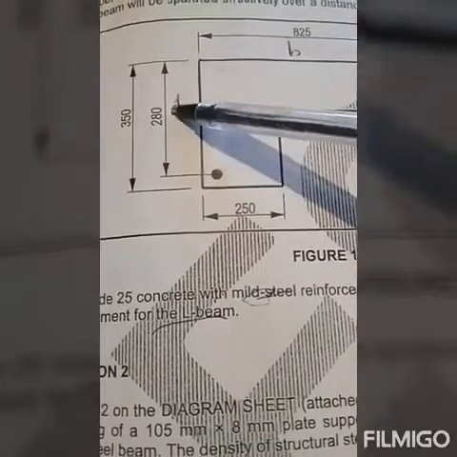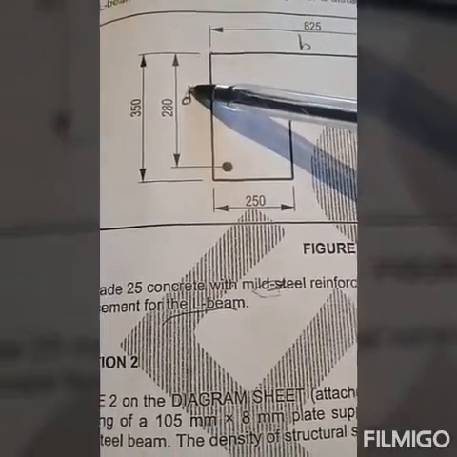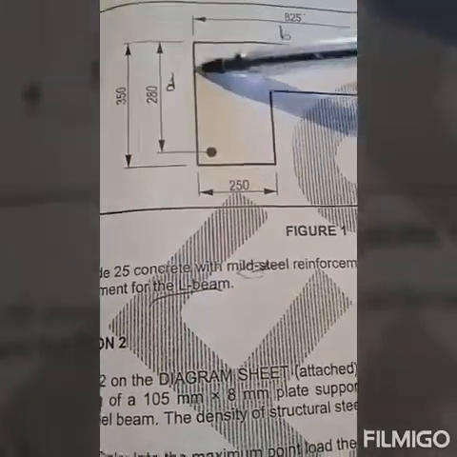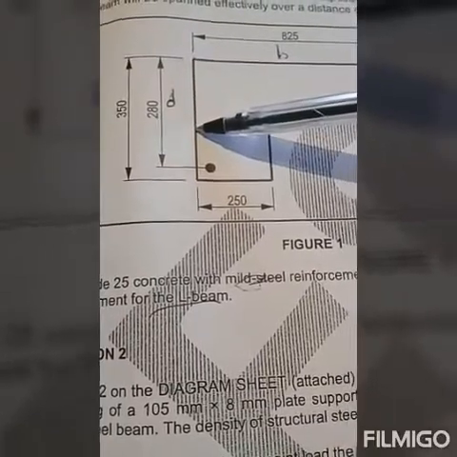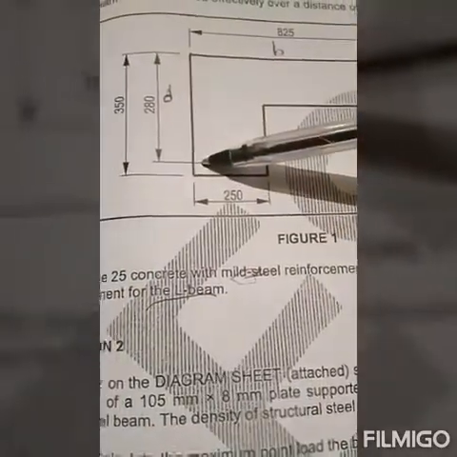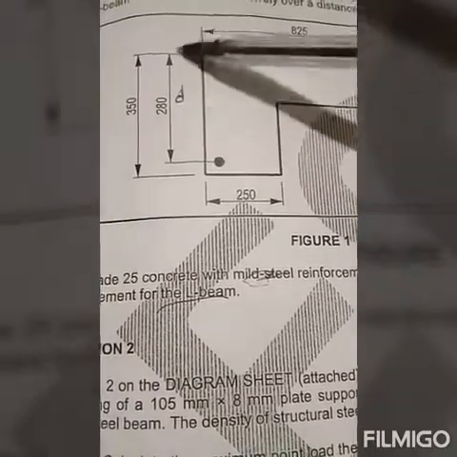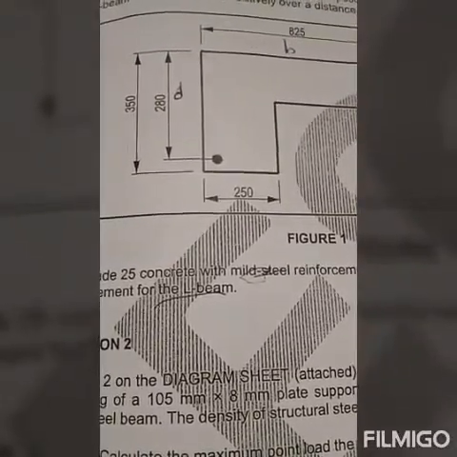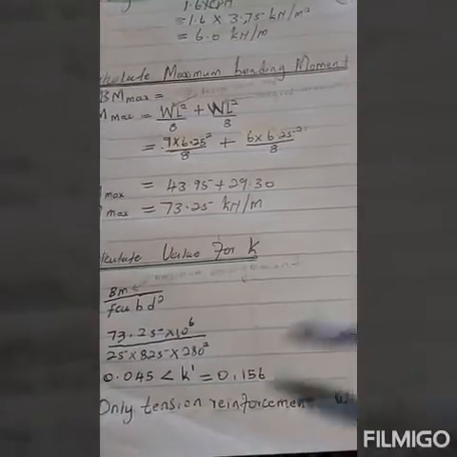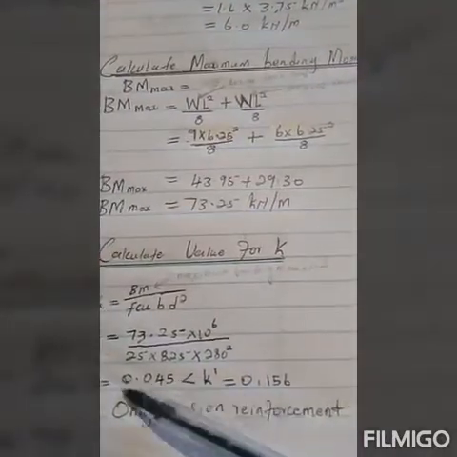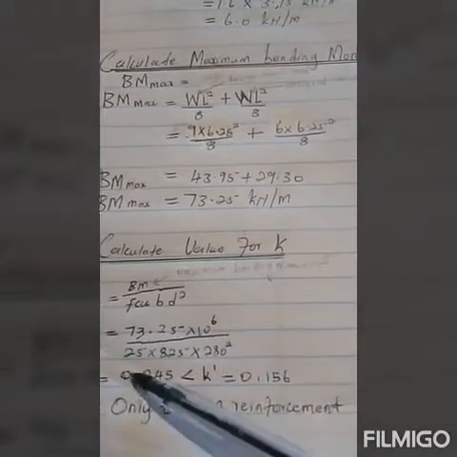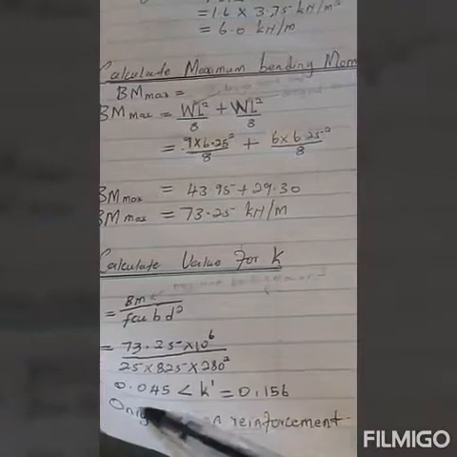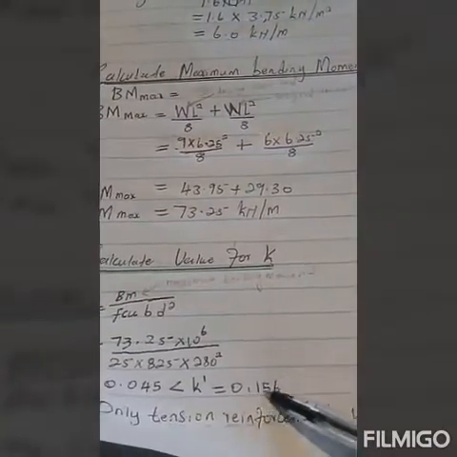Remember, the effective depth is the distance from the extreme compression zone to the centroid of the tension reinforcement steel. This is your effective depth, which is 280. When you punch it on your calculator, this whole equation is going to give you 0.045, which is less than 0.156.